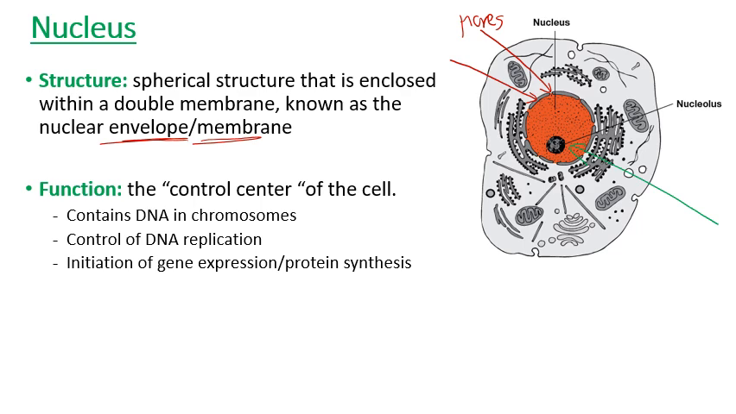The function of the nucleus is the control center of the cell. So that's where the DNA is found, all wrapped up in chromosomes, which also includes protein. And the nucleus controls DNA replicating as well, which is when the DNA makes a copy of itself so the cell can divide. And since the DNA is in there, this is the start of gene expression. It's the start of how proteins get made.